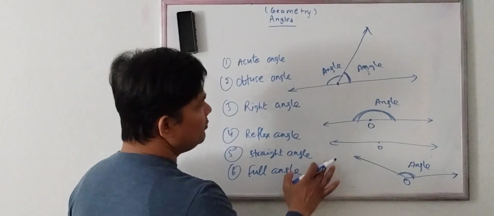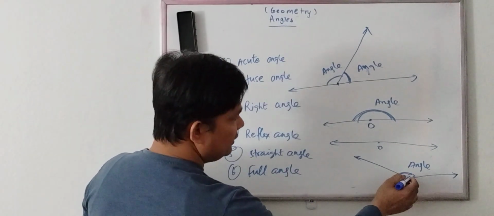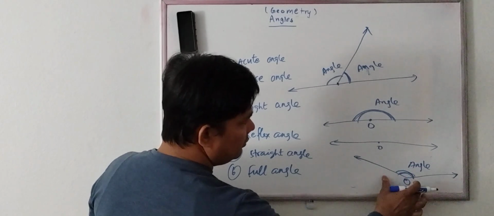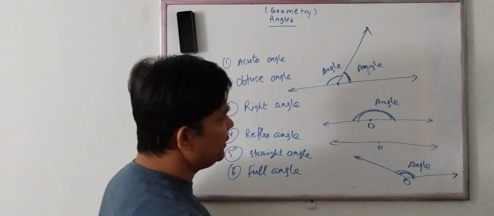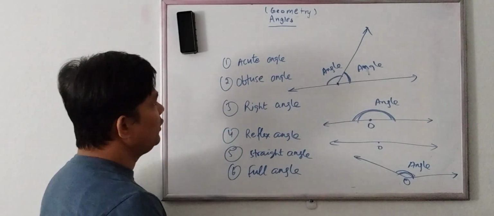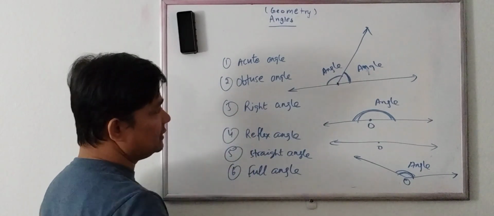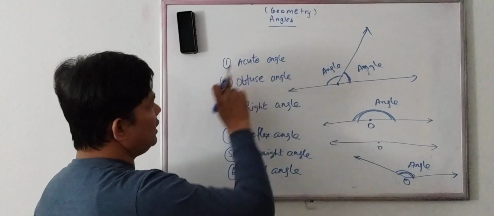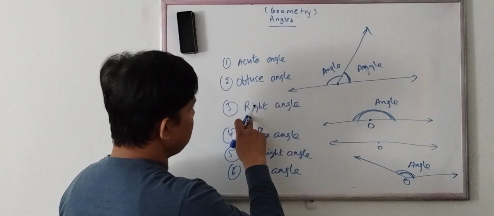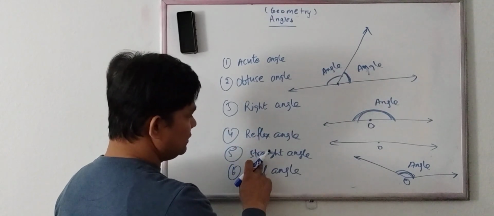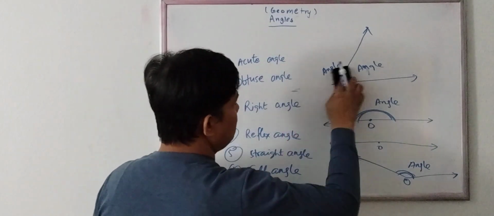So from these examples, what do we see? Angles have different shapes. Some are bigger, some are smaller, and some are on the straight line. So based on the shape, we categorize those angles into mainly 6 categories. First is acute angle, second is obtuse angle, third is right angle, then reflex angle, straight angle, and full angle. So let's go one by one.